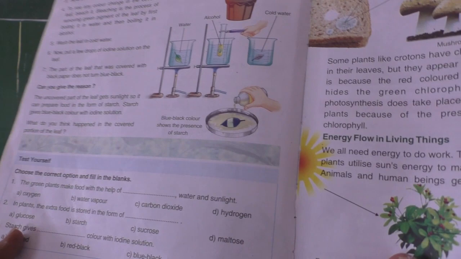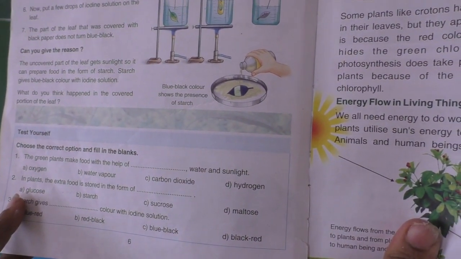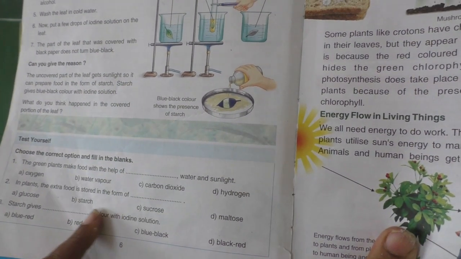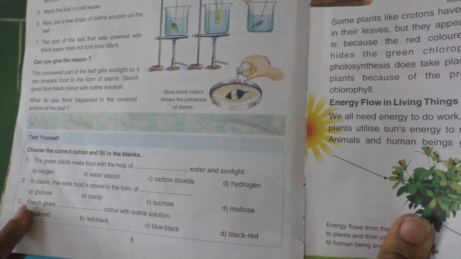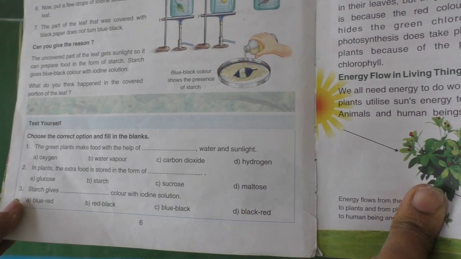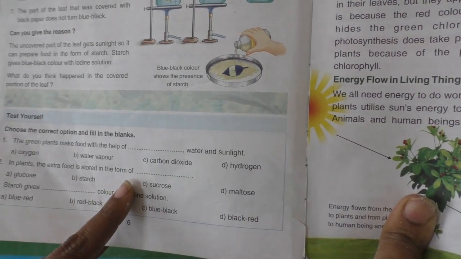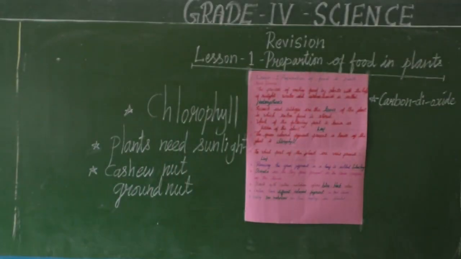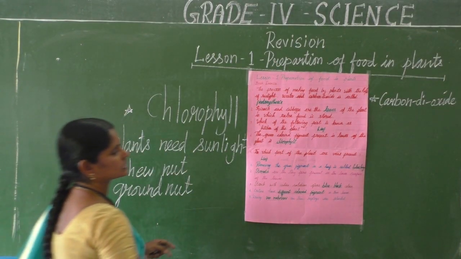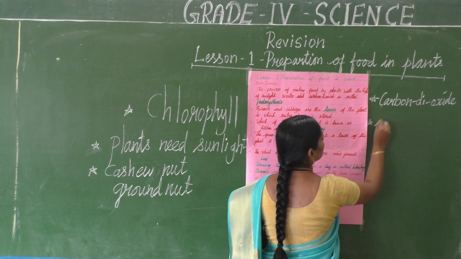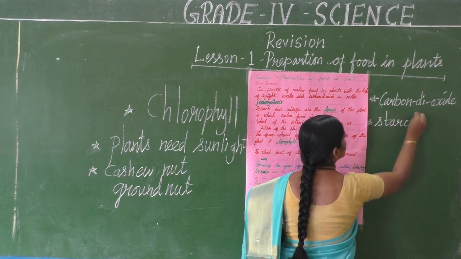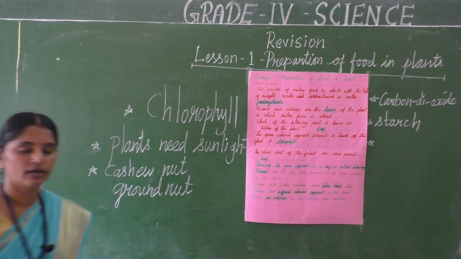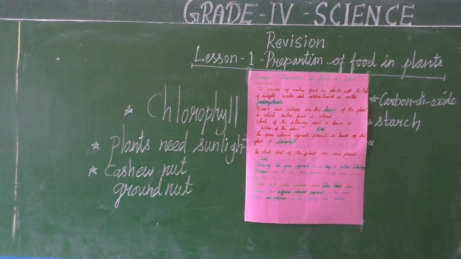See here that second question: in plants the extra food is stored in the form of, what will we write? The extra food is stored in the form of starch. Mark the answer, starch. Okay, second question in page number 6.